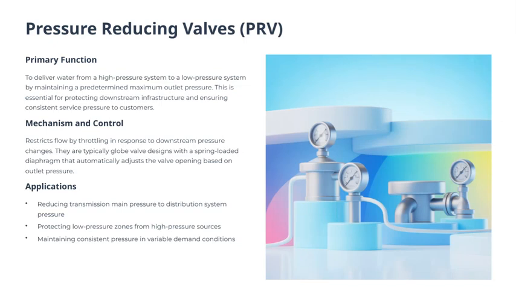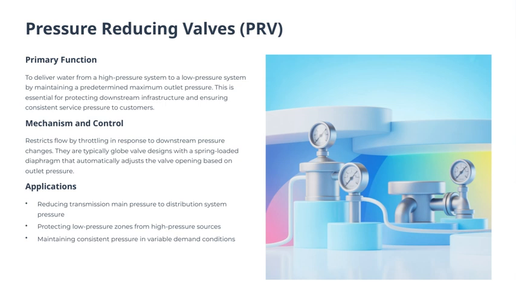Now, let's talk about maintaining consistent pressure in variable demand conditions. This is really important because water demand can fluctuate throughout the day, and we need to ensure that pressure remains stable. One key aspect is protecting low-pressure zones from high-pressure sources, which helps prevent damage and ensures safety throughout the system. Another critical point is reducing the pressure from transmission mains down to the levels suitable for distribution. This step is vital for efficient operation and to prevent stress on the infrastructure.